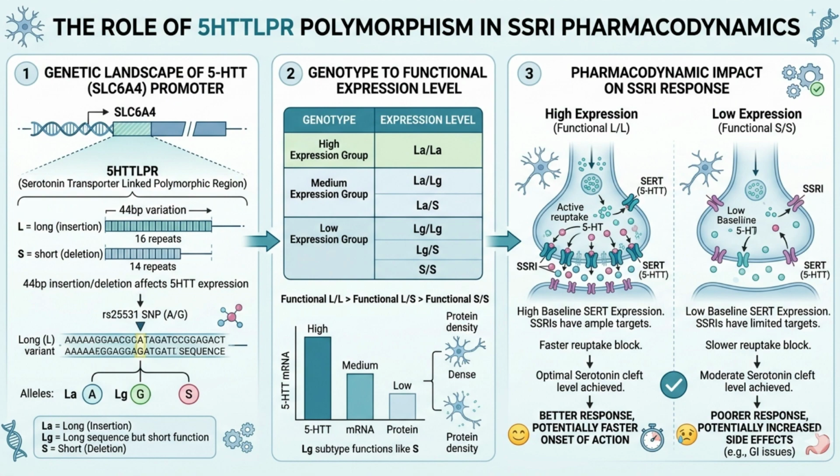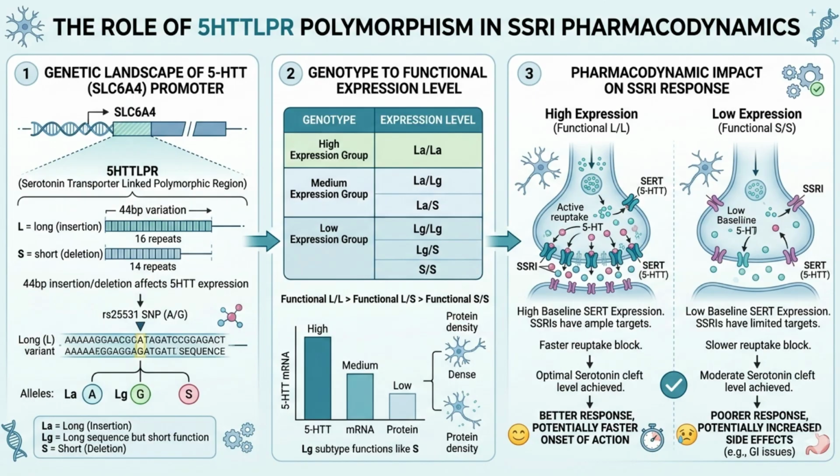This visual ranking shows a clear cascade. Functional LL is greater than LS, which is greater than SS. This determines the baseline density of drug targets available. This brings us to the clinical payoff in panel 3, the pharmacodynamic impact.